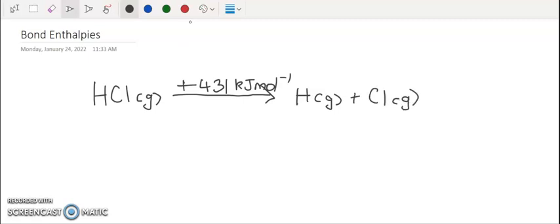Now, I'm stressing on gas because that's what the definition is. This bond enthalpy can happen only during the gaseous state.